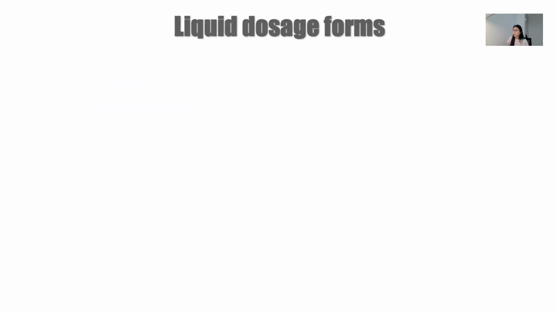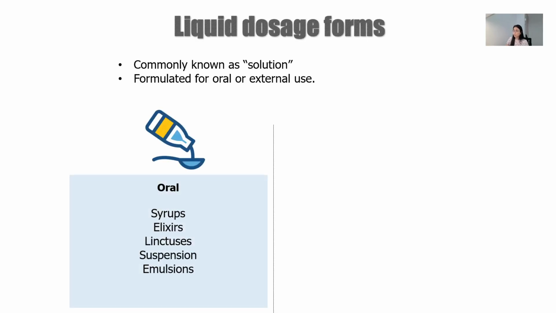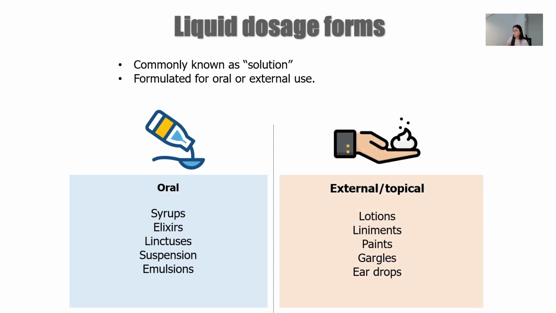Let's go through what liquid dosage forms are. Liquid dosage form is more commonly known as solution. It is formulated for oral use and can also be for external use, meaning on the skin. Examples of oral liquid dosage forms include syrups, elixirs, linctuses, suspensions, and emulsions. We'll look into each of these examples in a short while. For external or topical liquid dosage forms, examples are lotions, liniments, paints, gargles, and also ear drops.